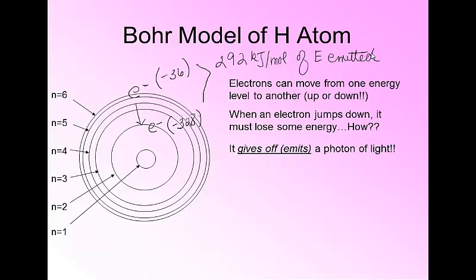It doesn't need all that energy when it sits in a lower level. So where does all that excess energy go? Out. Out as what? Out as light. And you're actually going to be able to calculate the wavelength of this 292 kilojoules per mole.